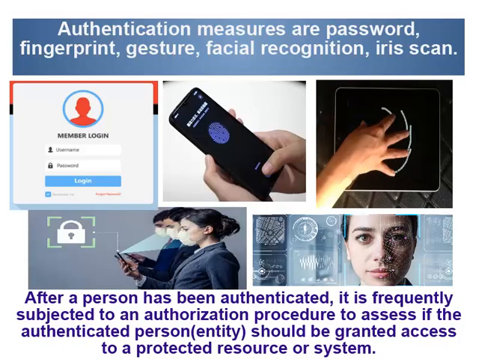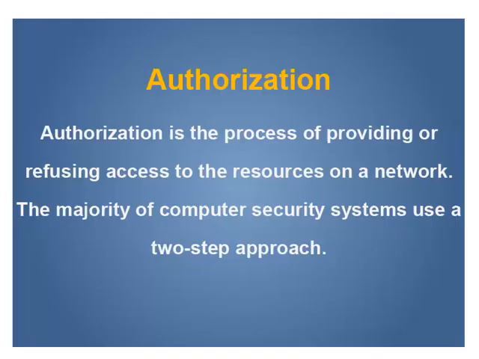After a person has been authenticated, it is frequently subjected to an authorization procedure to assess if the authenticated person or entity should be granted access to a protected resource or system. Authorization is the process of providing or refusing access to the resources on a network. The majority of computer security systems use a 2-step approach.